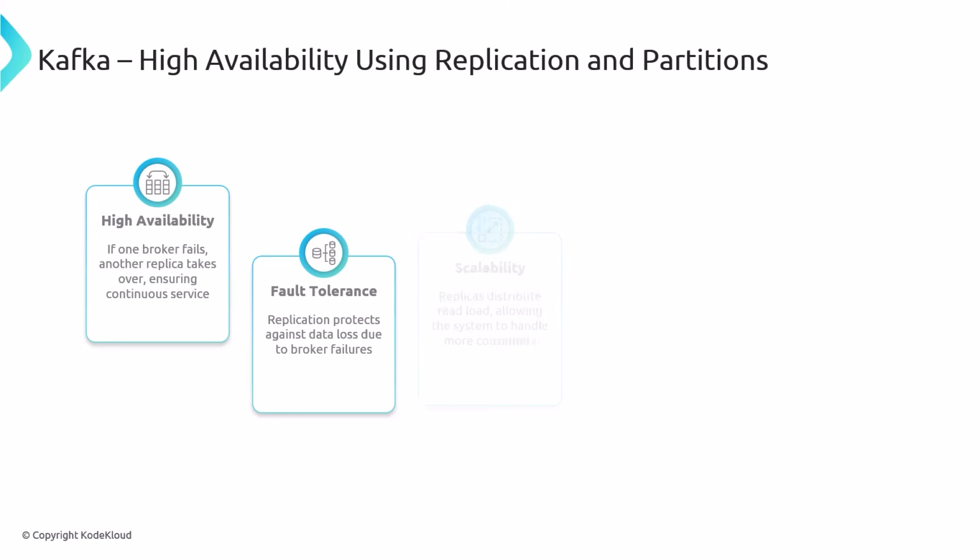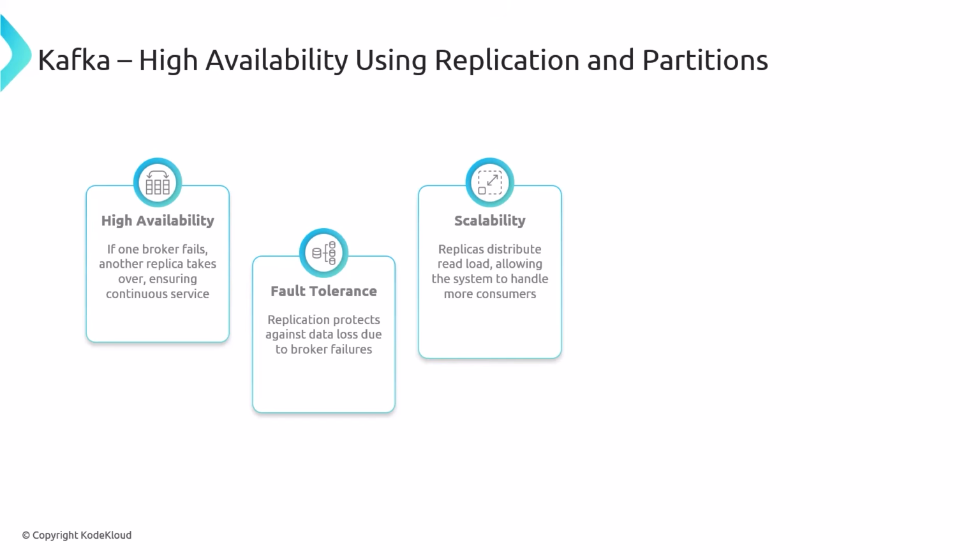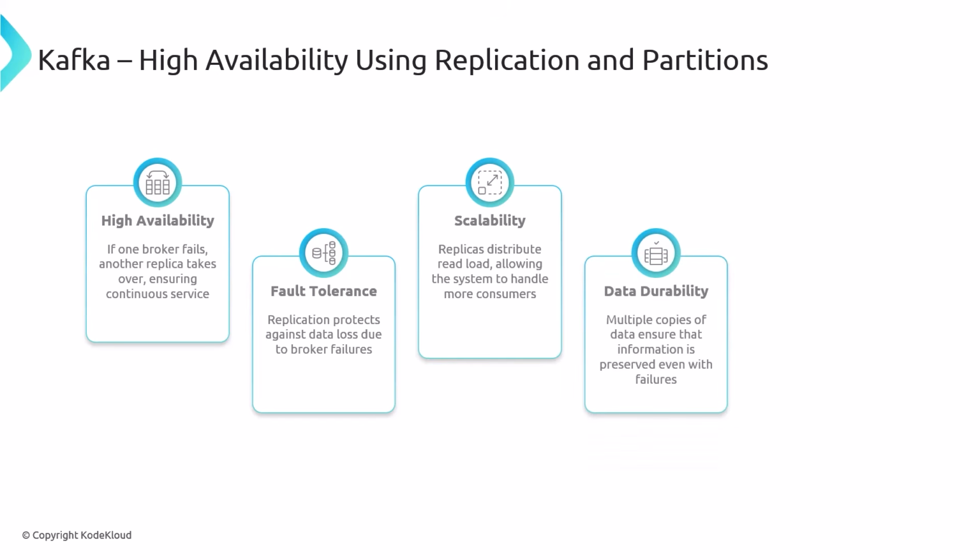Now let's speak about the scalability part. Replicas distribute the read load, allowing the system to handle more consumers. So remember, partitioning is already helping us with parallelism, and with replication, we are increasing the parallelism a lot more. With replicas, consumers can read from different brokers, reducing the load on any single broker and enabling Kafka to scale efficiently.